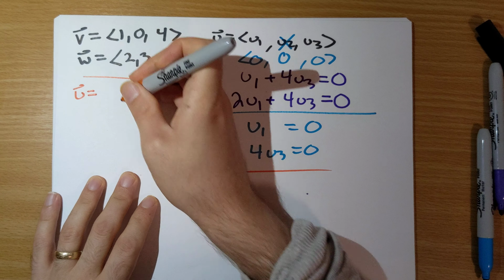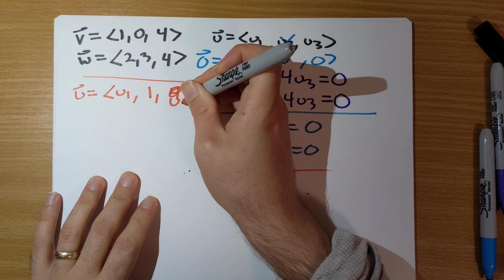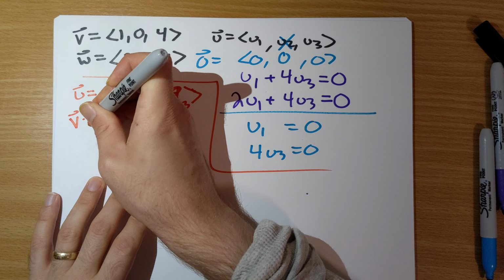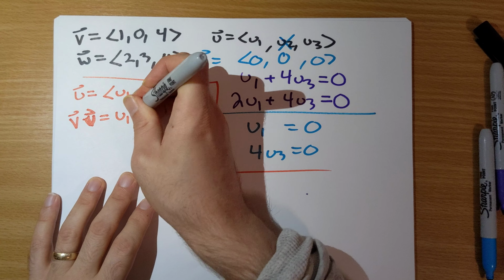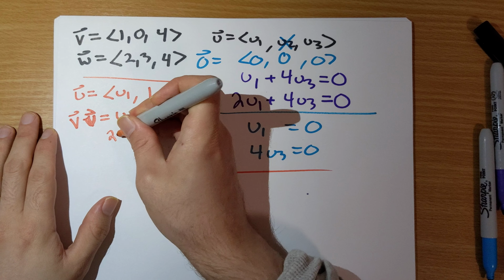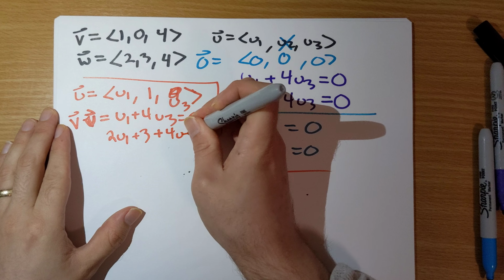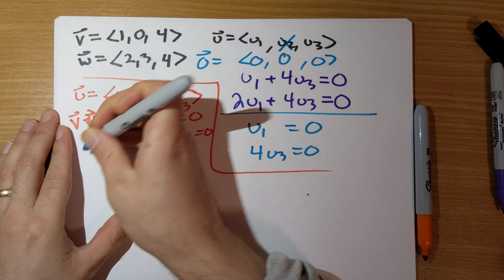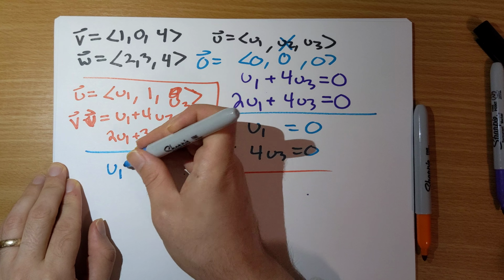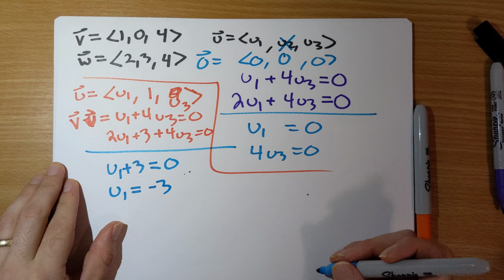Instead we say that u is equal to u1 comma 1 comma u3. So v dot u is still u1 plus 4u3 is equal to 0, but now we have that 2u1 plus 1 times 3 plus 4u3 is equal to 0. So now, if we subtract the first equation from the second equation, we'll get u1 plus 3 is equal to 0, which shows that u1 is equal to negative 3.